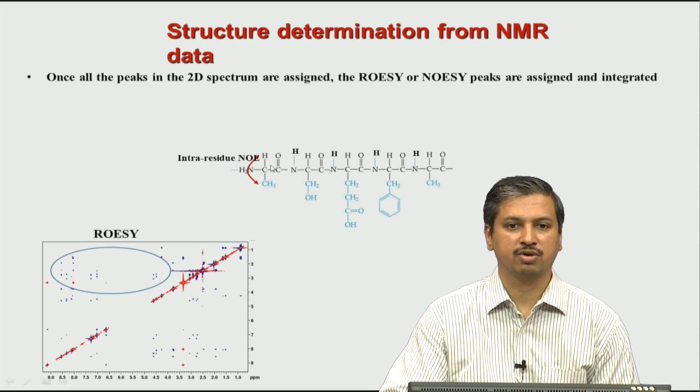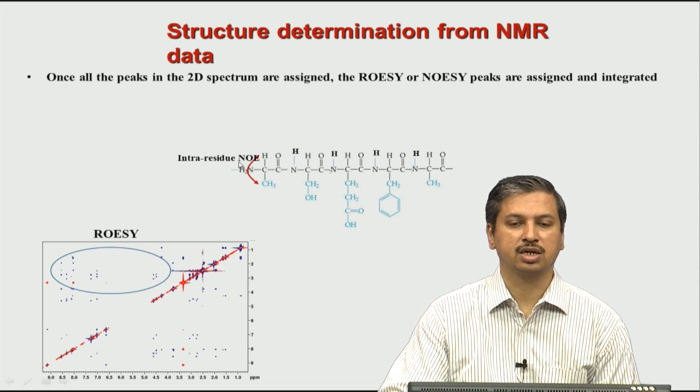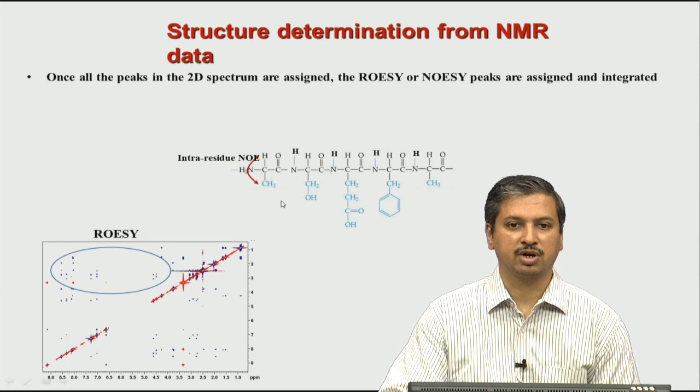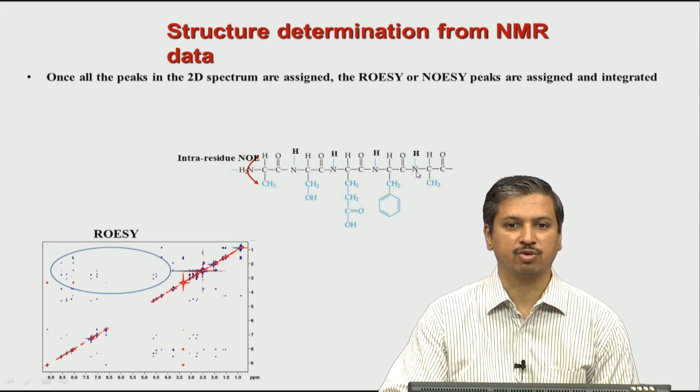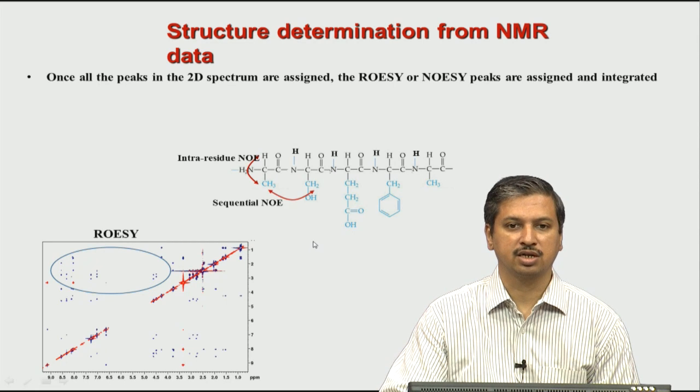Once I see a chemical shift correlation between these two atoms in a row, it belongs to the same amino acid, so we use the term intra-residue NOE. This is one type of distance information you will get for different amino acids. In every amino acid you will have intra-residue NOEs. Now, the second type is between neighboring residues.